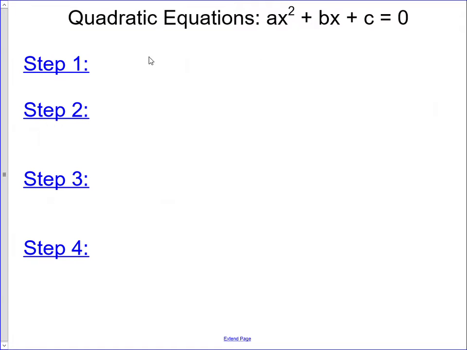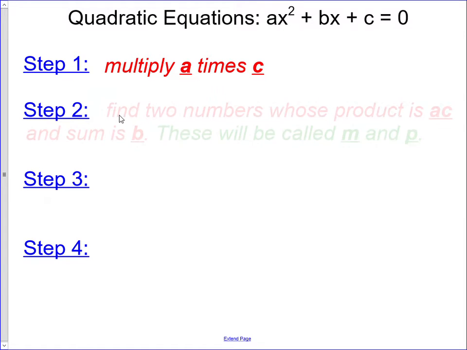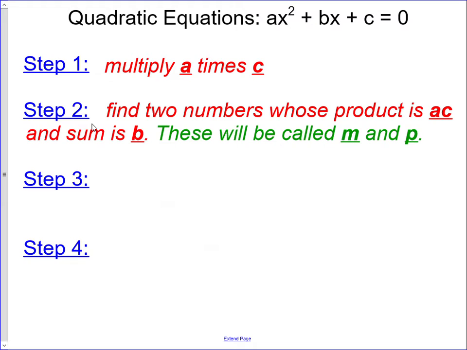So let's just jump right in and look at the steps for solving these. Now there's three different situations, and let's look at the first situation. Step number one is going to be to multiply a times c. Now remember, a is the coefficient of the leading term, x², and c is the constant term. Our next step will be to find two numbers whose product is equal to ac and whose sum is equal to b. These will be called m and p.